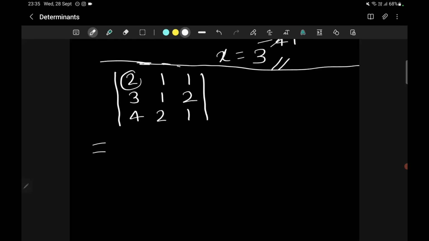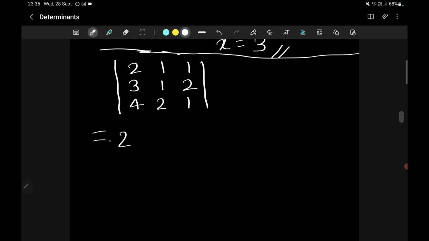Now we will solve a 3 order determinant. For that we will take one example: 2, 1, 1, 3, 1, 2 and 4, 2, 1. Now what you have to do is take this value outside. This value will be by default positive. This value will be positive. This will be negative and this will be positive.